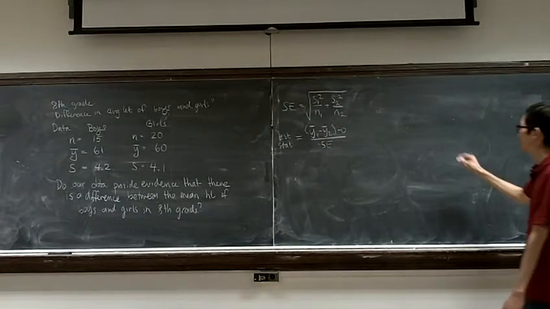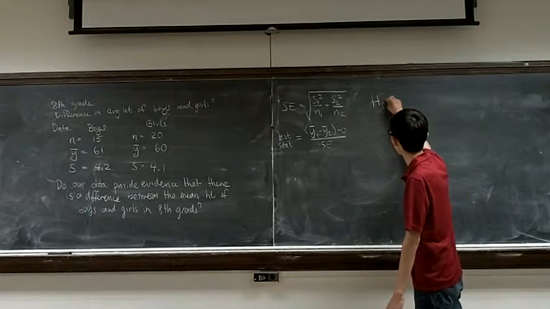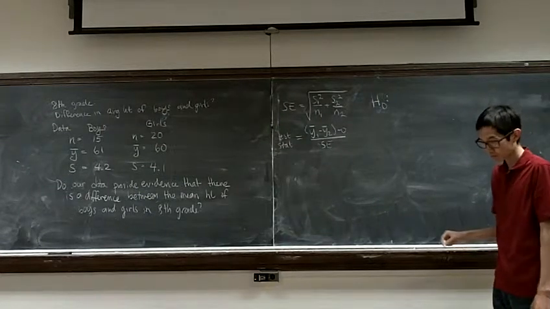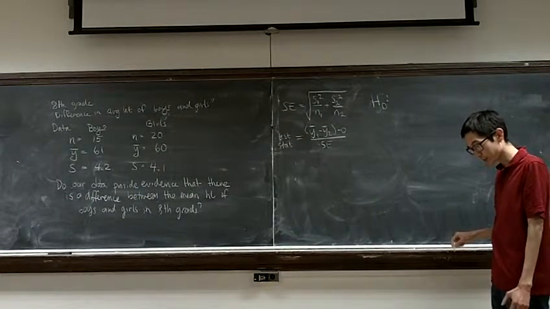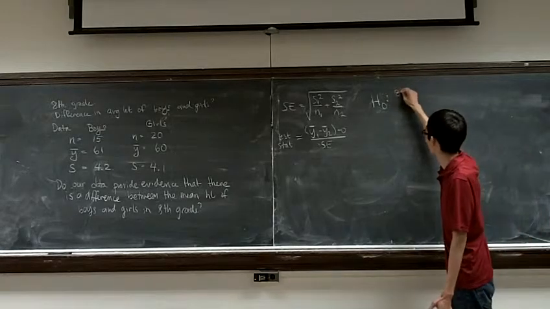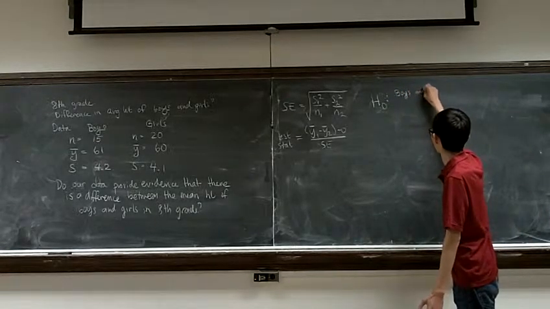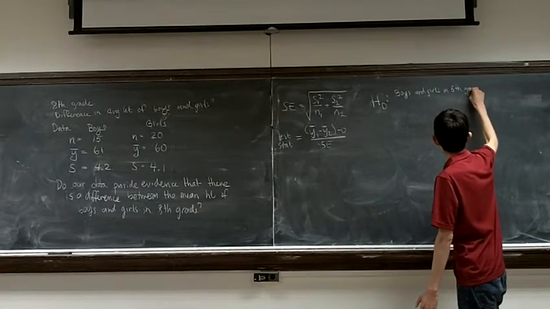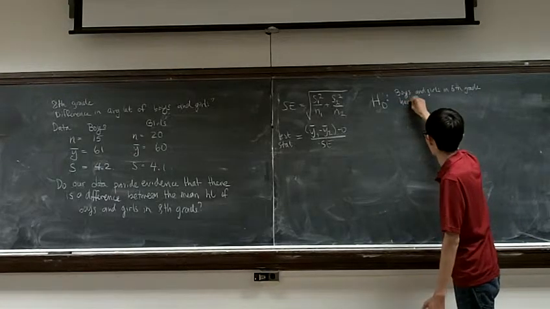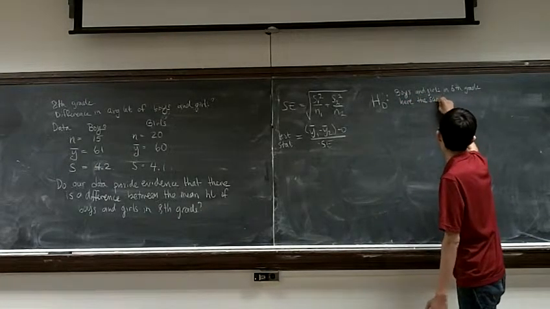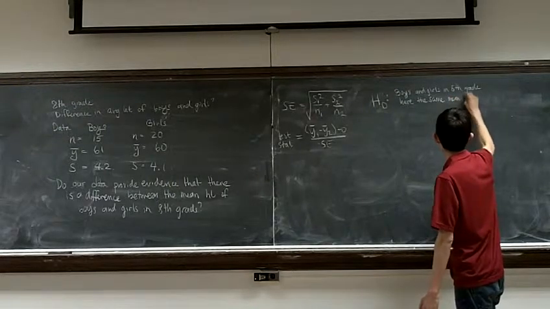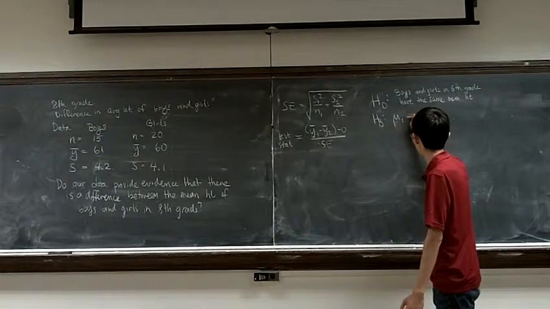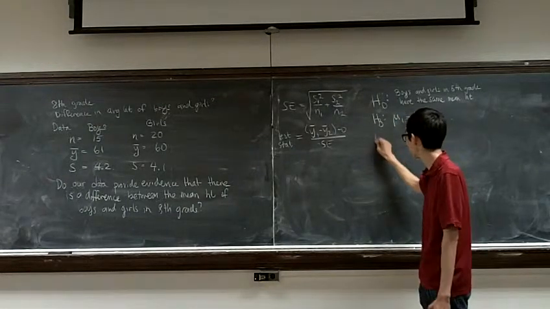Okay. Let me just state our null hypothesis: in 8th grade, boys and girls have the same mean height, right? So our null hypothesis is mu1 equals mu2.